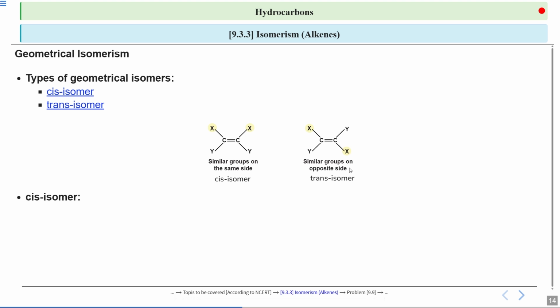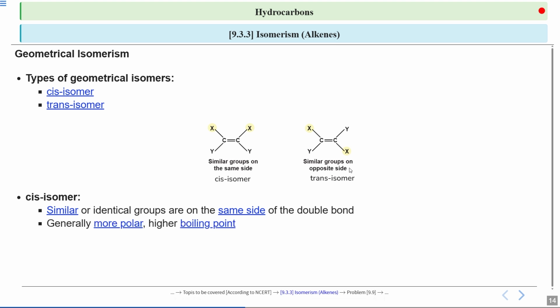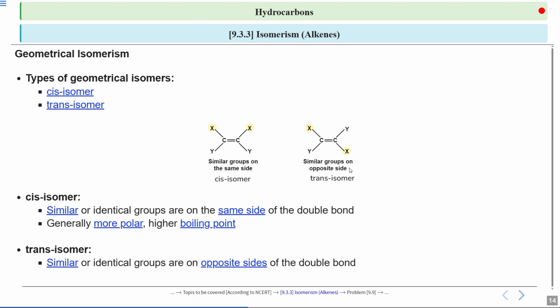If you consider the cis isomer, then the identical groups like your X and X are on the same side of the double bond. What about its characteristics? It is generally more polar and hence has a higher boiling point. What about trans isomers? Trans isomers have similar or identical groups on the opposite side of the double bond. For example, if you look at the image, X and X are on the opposite side.